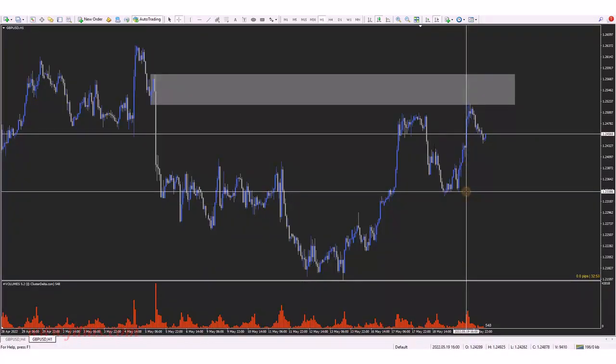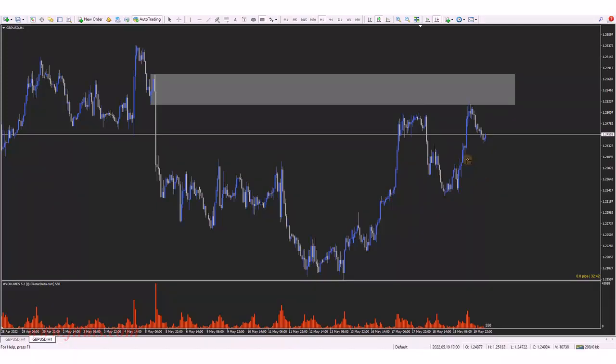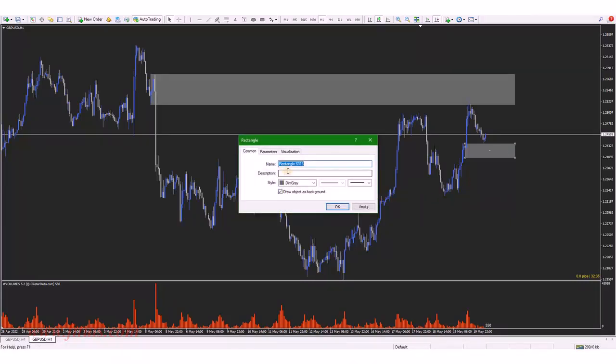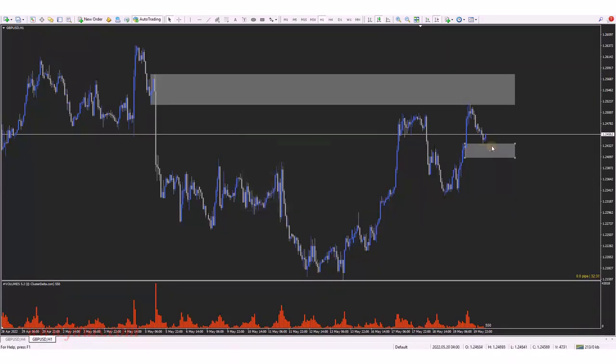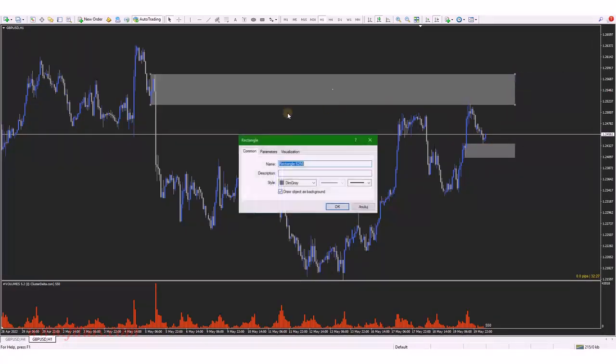Next one, here I see a good demand zone. Yes, this leg out has definitely 2 times higher volume than the base. So here I will mark my demand zone. Yeah, I'm doing the descriptions for later.